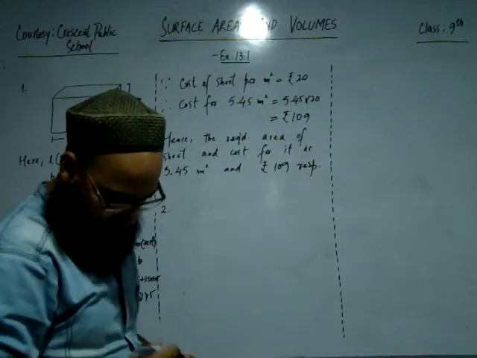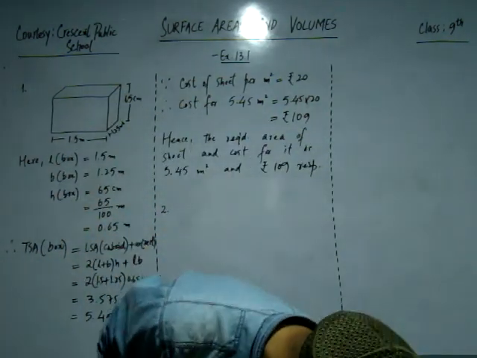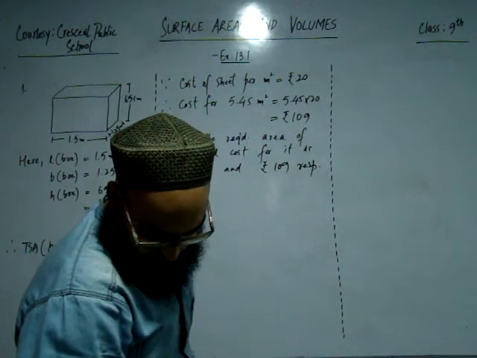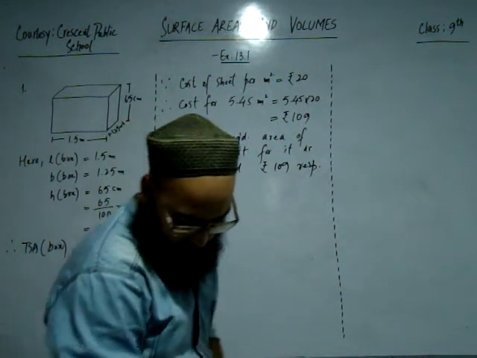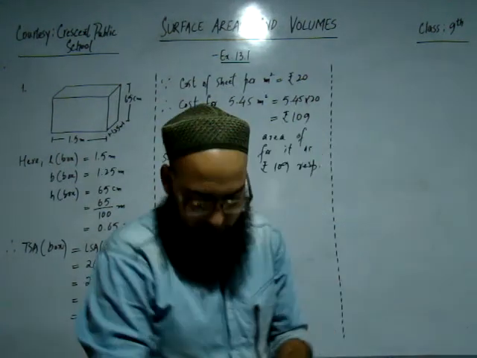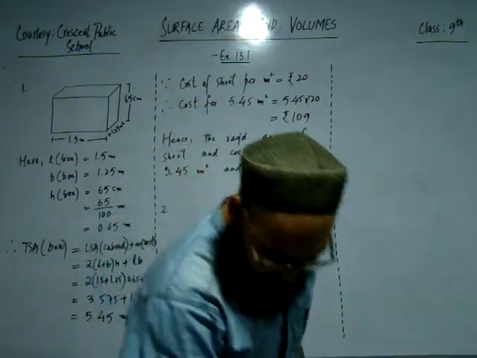Let's have question number 2. Question number 2 says the length, breadth and height of a room are 5 meter, 4 meter, 3 meter respectively. Find the cost of whitewashing the walls of the room and the ceiling. Walls of the room and the ceiling, it's exactly the same question, you can do it.